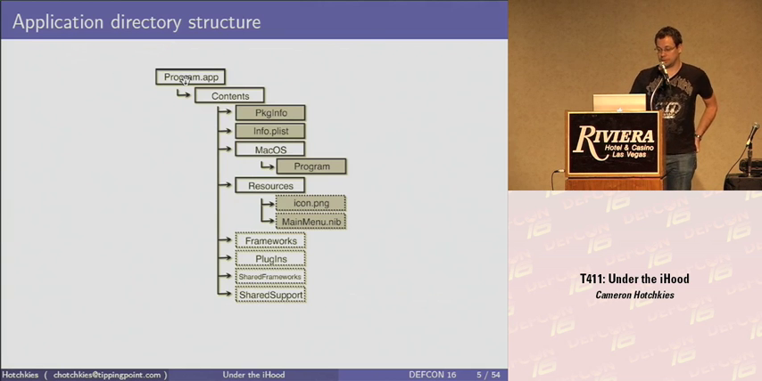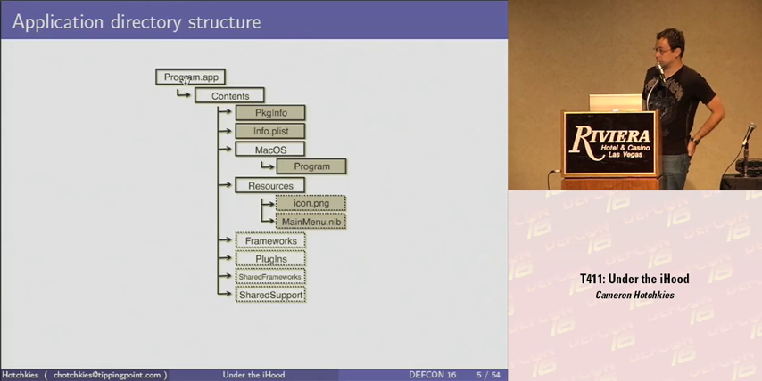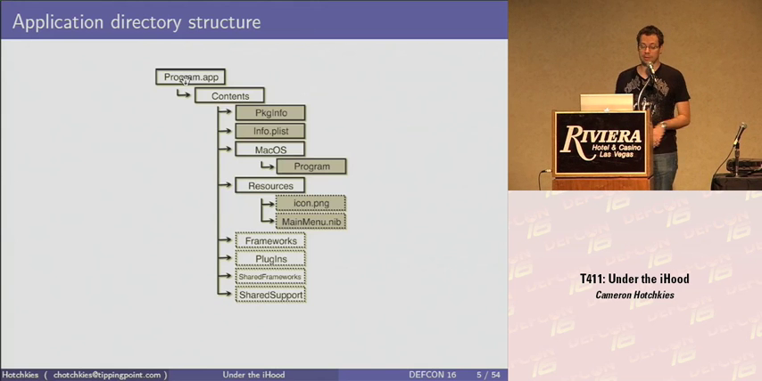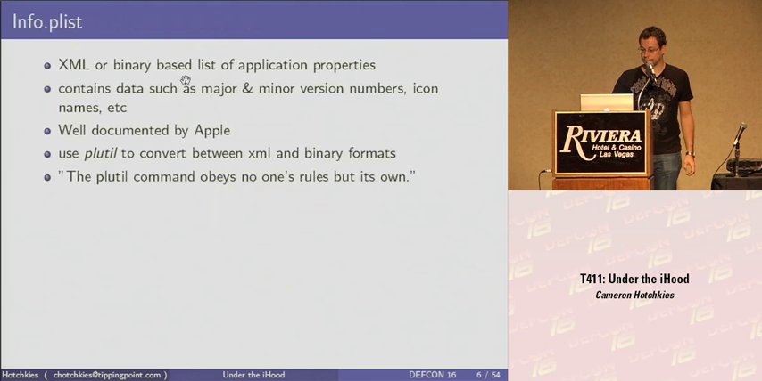Resources is where you put your nib files and PNG files, etc. Frameworks, PlugIns, SharedFrameworks, SharedSupport. They're all optional directories, but they may end up in those directory structures. If you're just going straight for binary reversing and you don't care about all the supporting data, you're just going to go straight to the MacOS directory and take a look at the program binary.